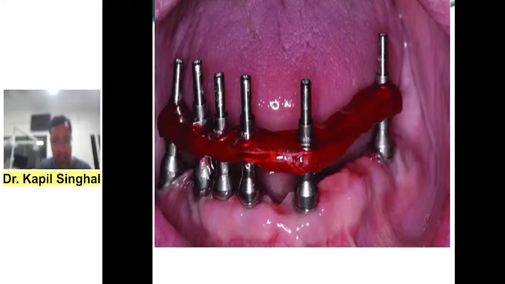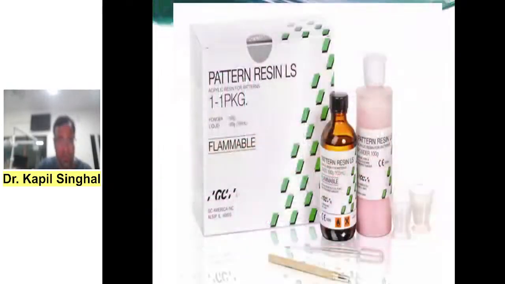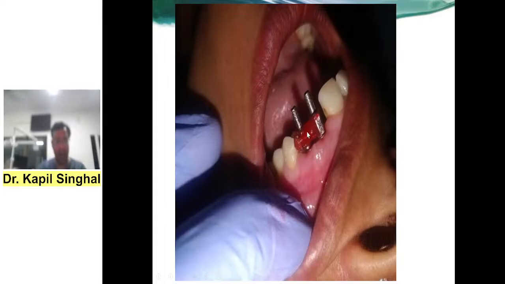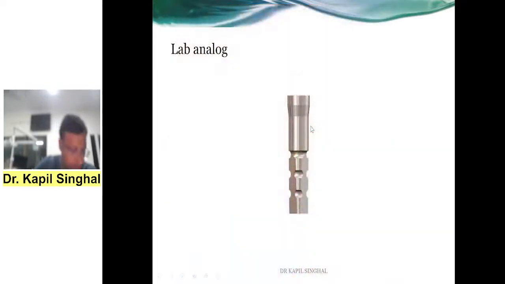So what is this? If you see this picture, this is splinting of the impression post done with a pattern resin. It comes the same as cold cure, powder and liquid. You need to mix it and then apply it over the impression post. So that's a pattern resin that is used to splint the impression post. Whenever there is more than one adjacent implant, you need to make sure you are splinting your impression post.